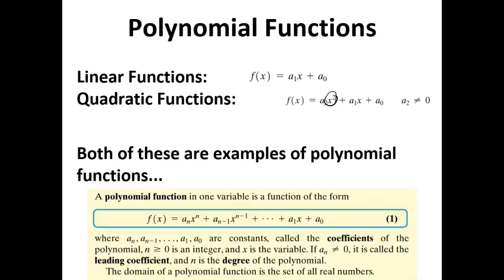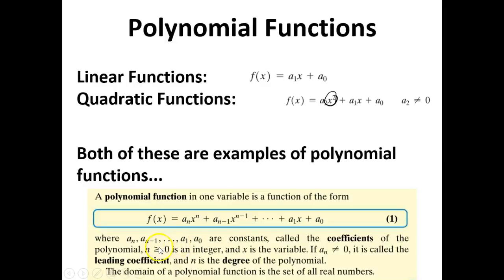Technically, a polynomial function of one variable is a function of the form where the function is equal to a number, whatever number that happens to be, times x to a power, plus another number times x to a smaller power, plus, and we could keep on going until we run out of powers for the x. All these numbers in front are called constants. They could be whole numbers, decimal numbers, fractions. They're the numbers in front of the x's, and they're called coefficients of the polynomial.